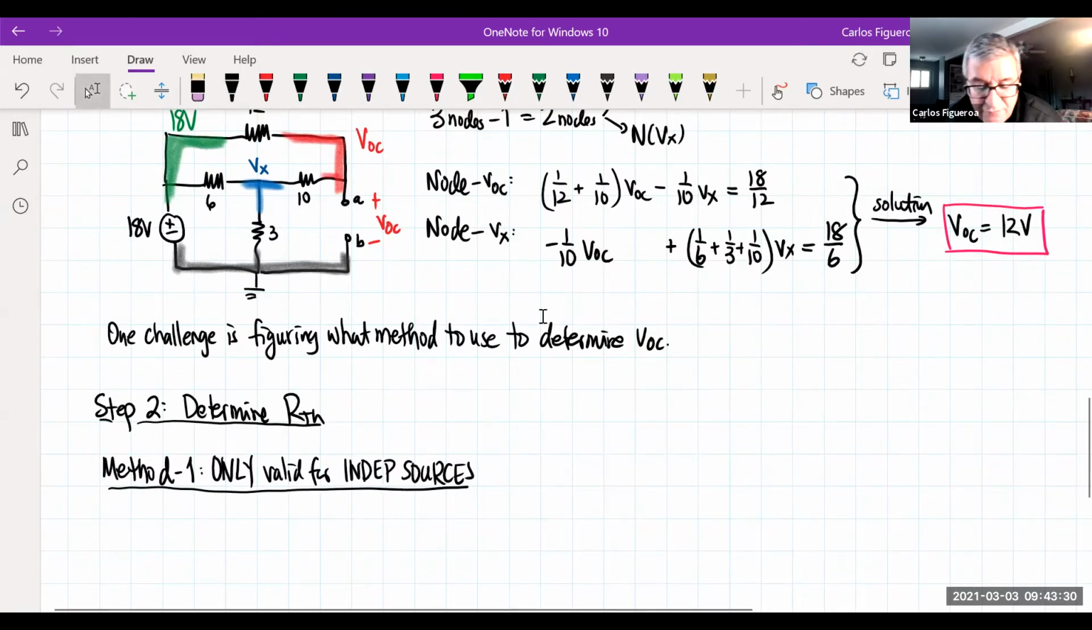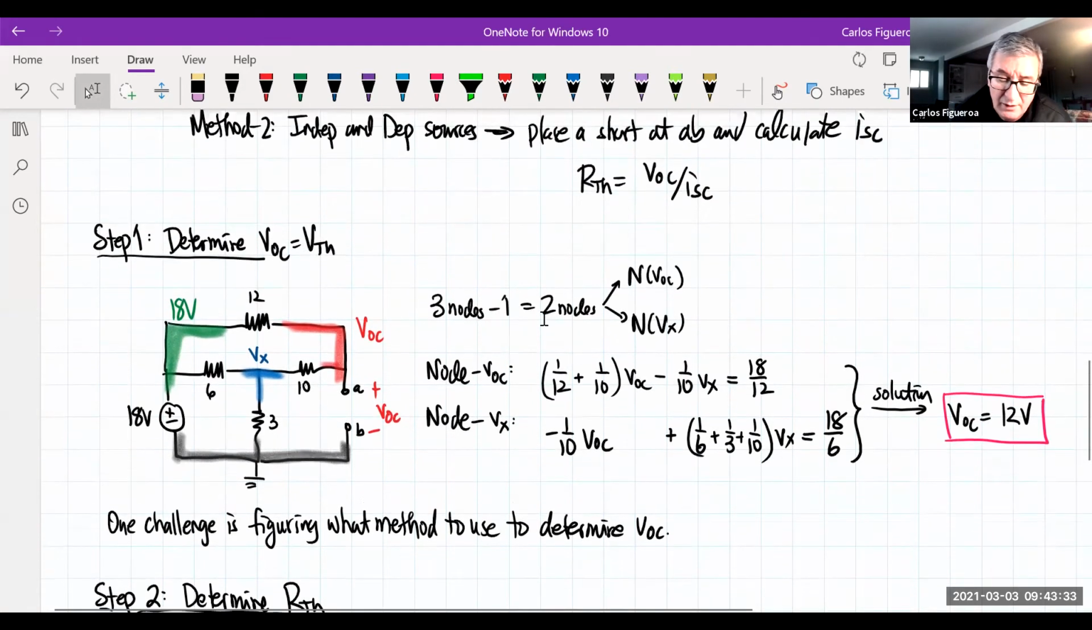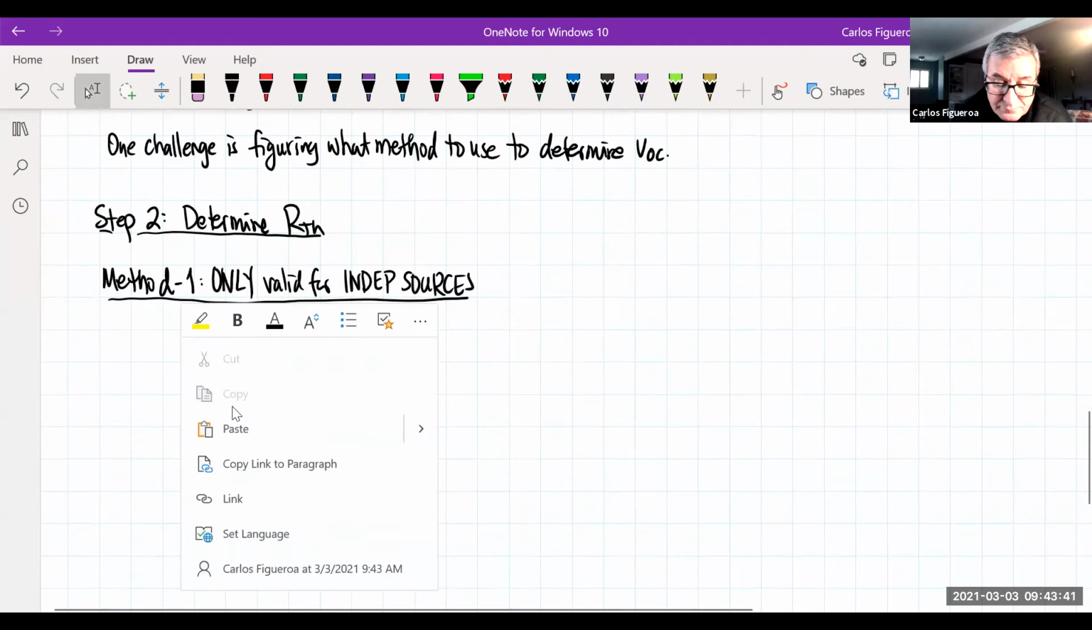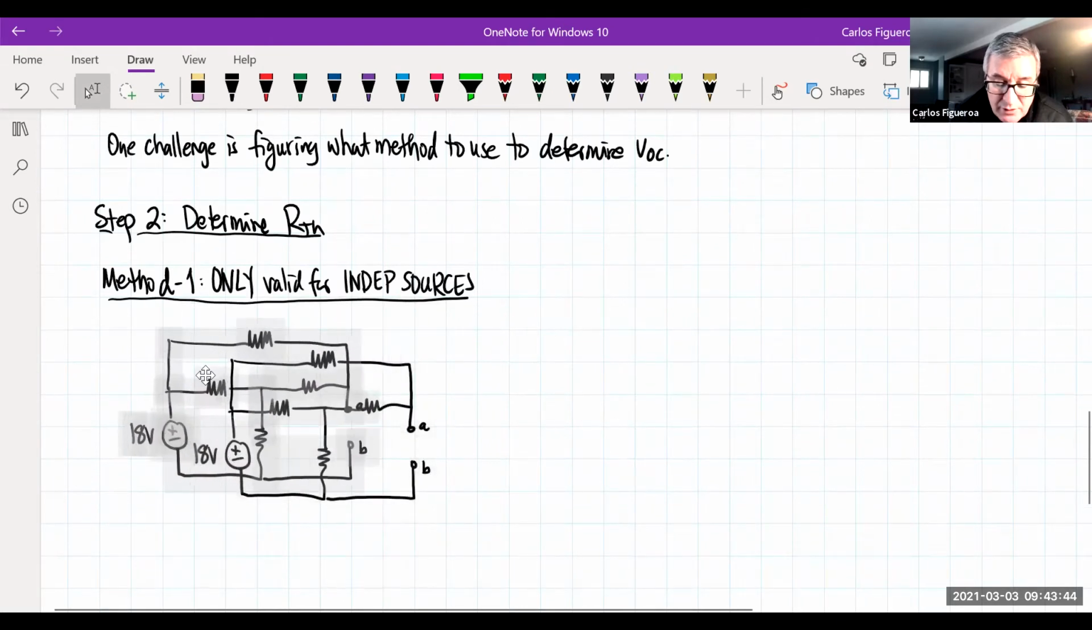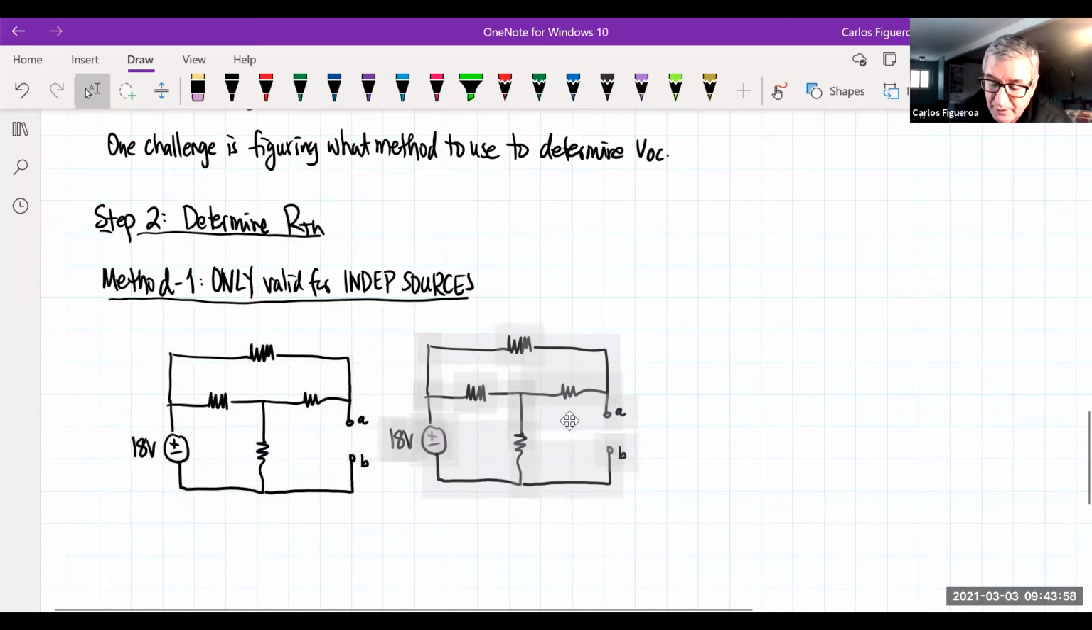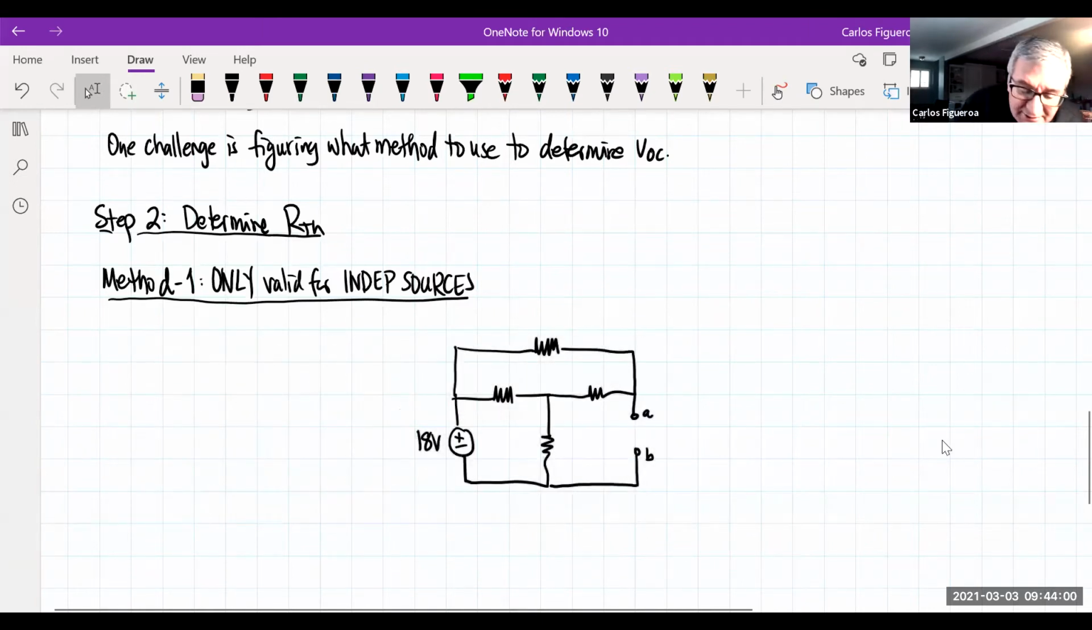Okay, only valid for independent sources. So what am I going to do here? I'm going to take my circuit here, bring it down into here. The first thing that I have to do here is deactivate the sources.